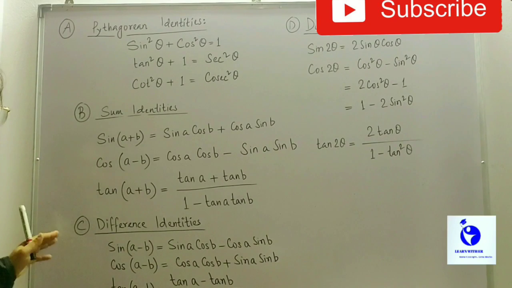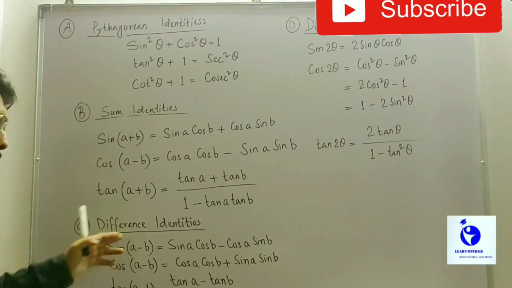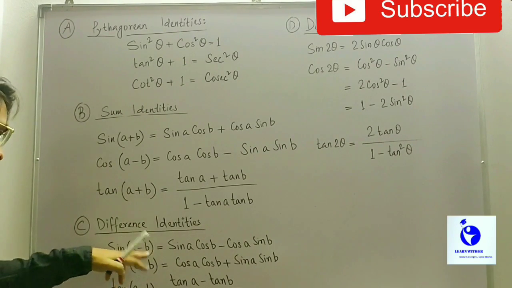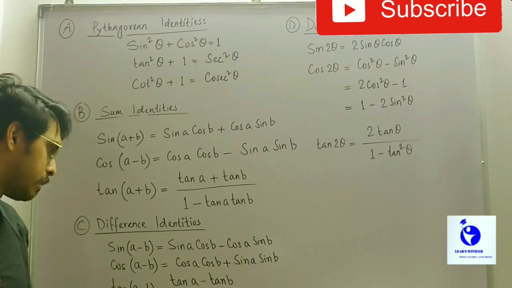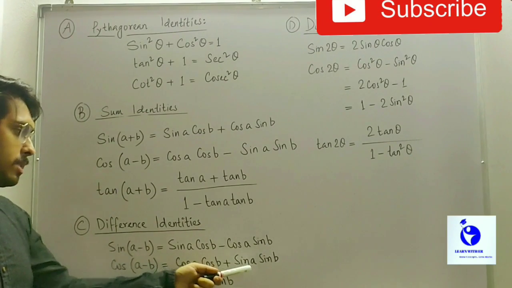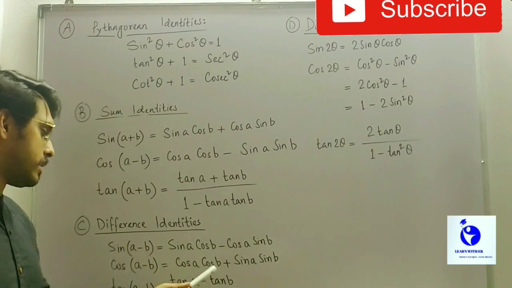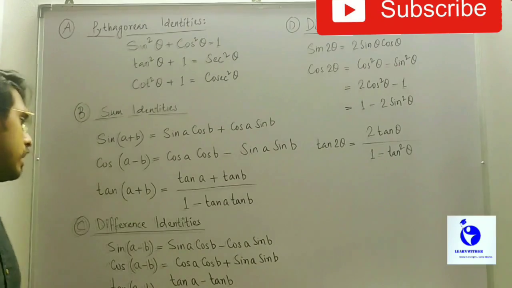Then now we have the difference identities. Difference identities means now we are going to subtract theta 1 and theta 2, that is the two different values of theta we are going to subtract, and then we are going to find out. So sine a minus b is sine a cos b minus cos a sine b. Cos a minus b is cos a cos b plus sine a sine b. Tan a minus b is tan a minus tan b divided by 1 plus tan a tan b.